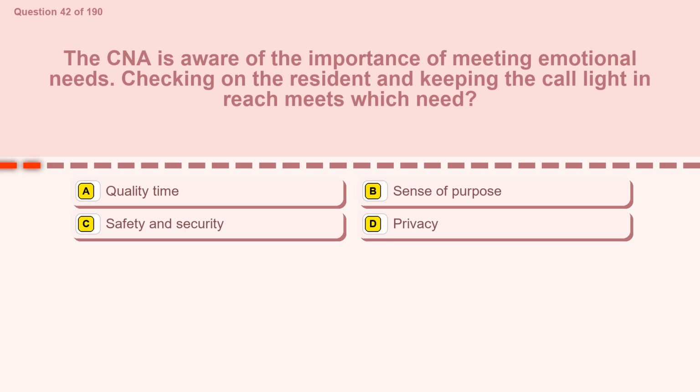Question 42. The CNA is aware of the importance of meeting emotional needs. Checking on the resident and keeping the call light within reach meets which need? Option A, quality time. Option B, sense of purpose. Option C, safety and security. Option D, privacy.